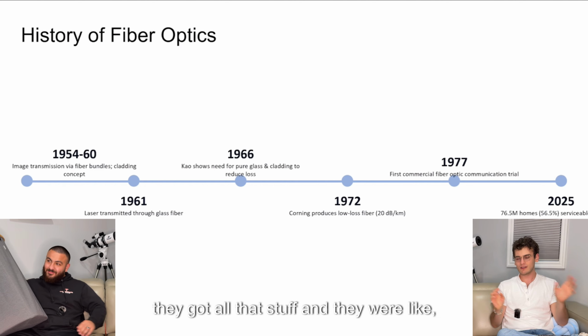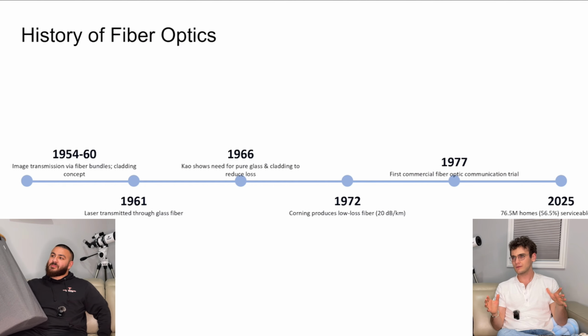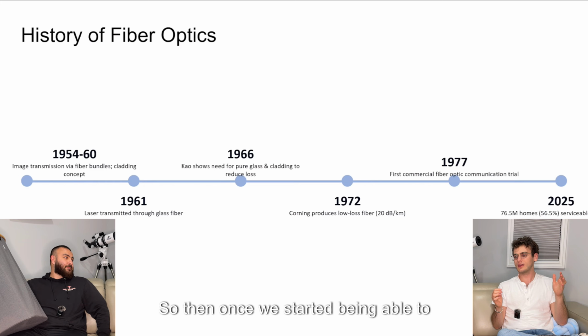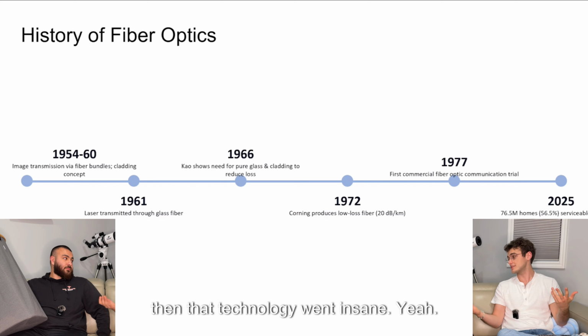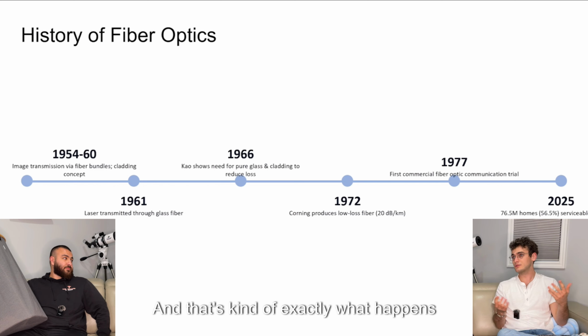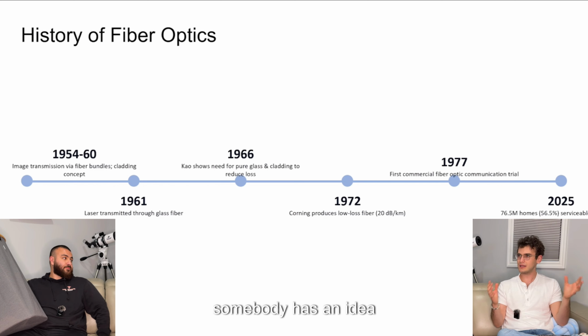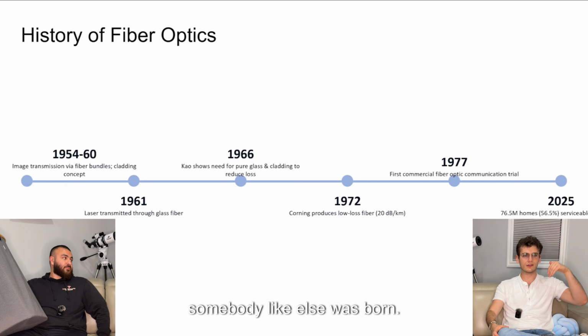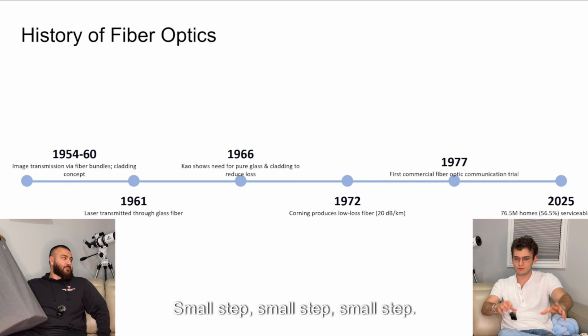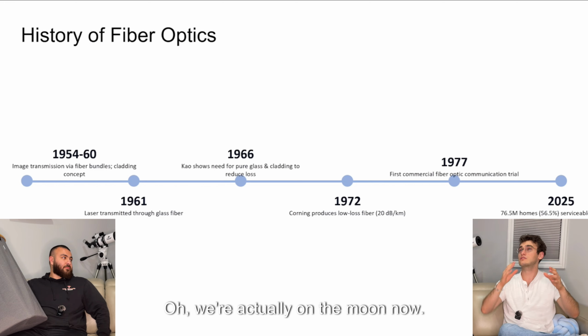So they got all that stuff, and they were like, this is sick. Then once we started being able to extrude glass and make wires out of glass, that technology went insane. That's exactly what happens through all of human technology: somebody has an idea, and over the next few centuries, somebody else is born and goes crazy with it. Small step, small step, small step. Oh, we're actually on the moon now.